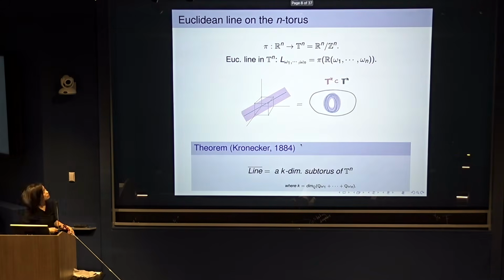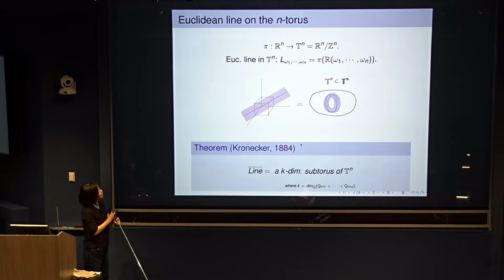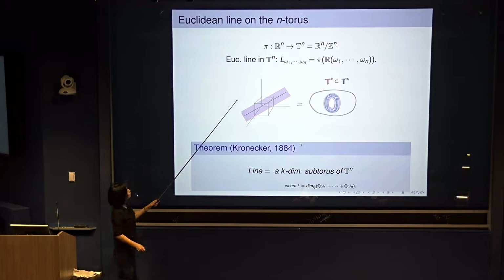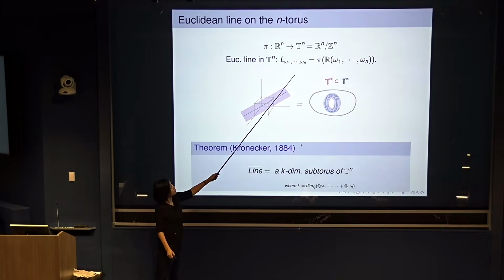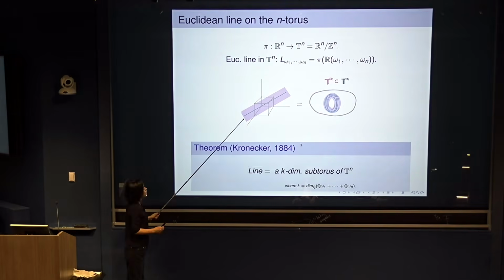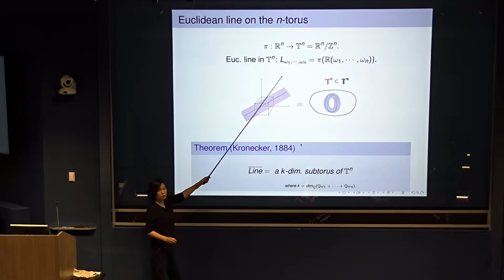Now we move to the higher dimensional torus. By the higher dimensional torus, T to the n, we mean R to the n divided by the standard integral lattice Z to the n. Again, the line is defined in the same way. In the Euclidean space R^n, we know what a line is, and by a line in the torus, I simply mean the projection of a line in R^n to T^n by this standard quotient map. Similarly, I denote by L sub omega 1 to omega n the projection of the line which passes through the origin and the point omega 1 to omega n.